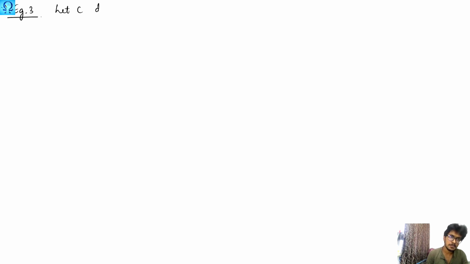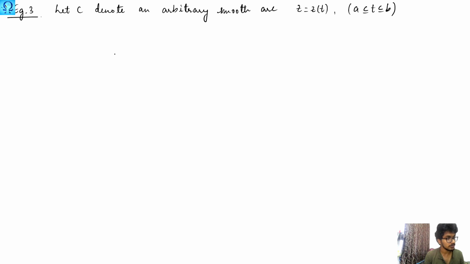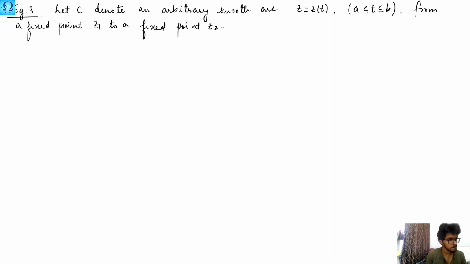Let C denote an arbitrary smooth arc z equals z of t, where t ranges in the interval a to b, from a fixed point z1 to a fixed point z2. Therefore, integral over C f of z dz may be written as integral a to b f of z of t times z prime of t dt. This we know.